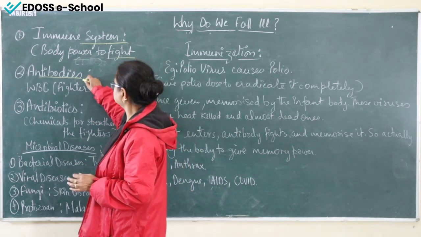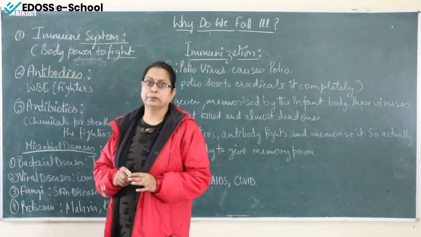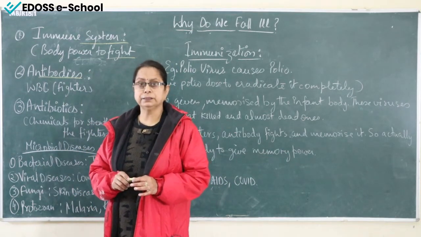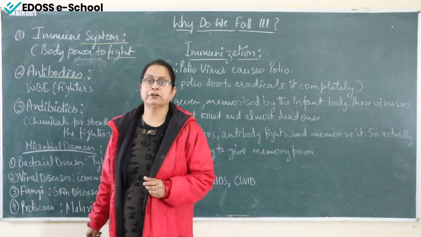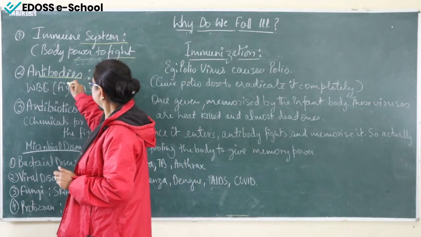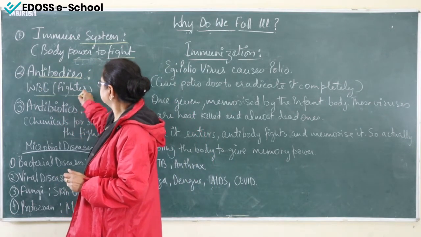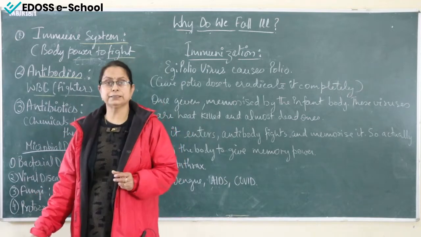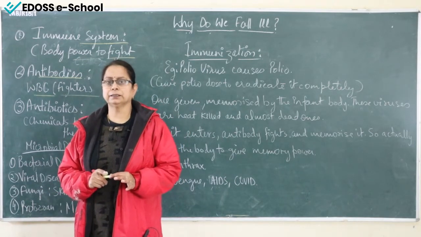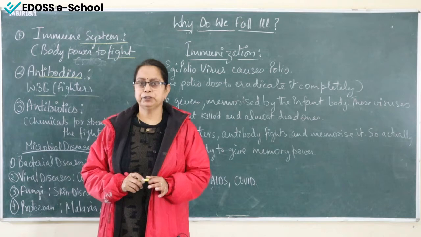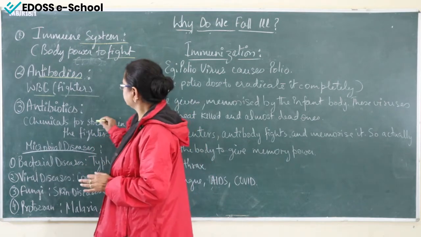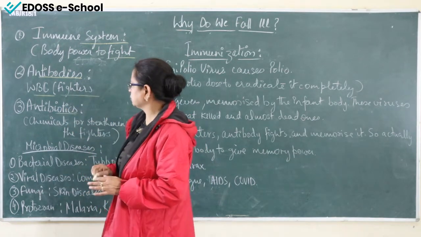So antibodies are the power of the body with which it fights the antigens of the infectious agents. Antibodies are actually the WBC fighters, WBC white blood cells, which are the main source of the immunity of our body. Next are the antibiotics, very common.